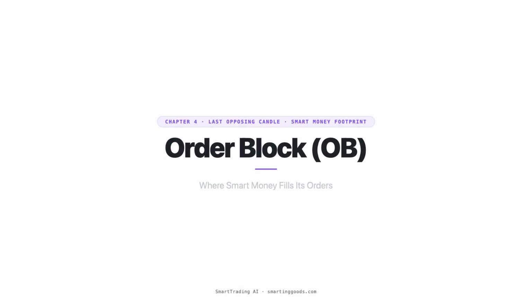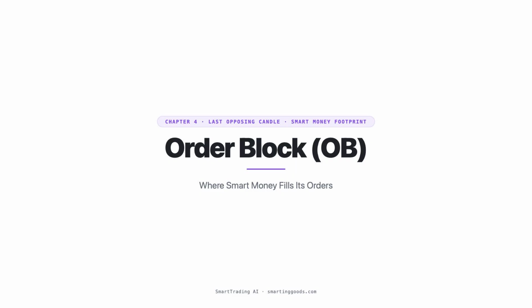Every big move in the market starts from the same place. An order block, not a random candle, not a support zone drawn on a whim. A specific structural footprint left behind by institutional traders when they needed to fill massive positions. Here is what an order block actually is.